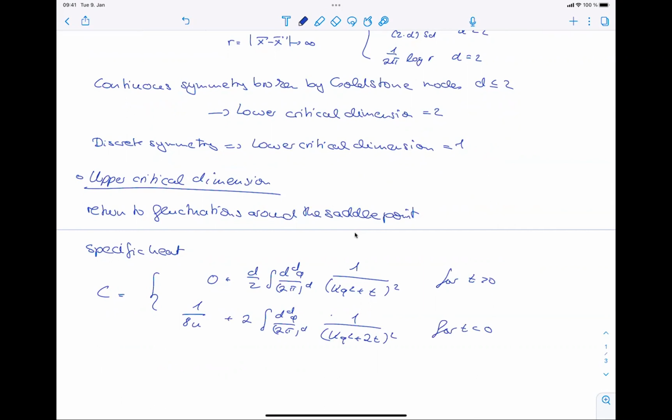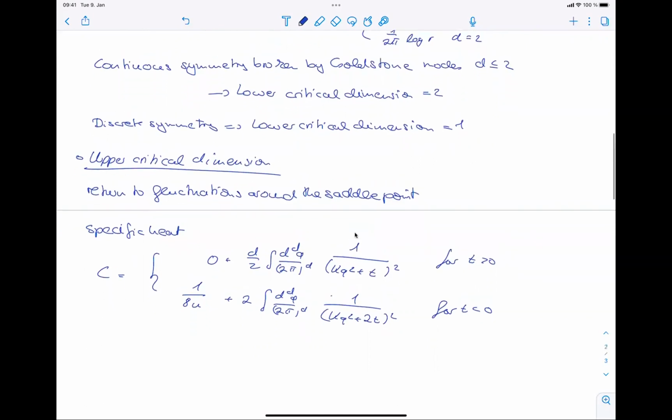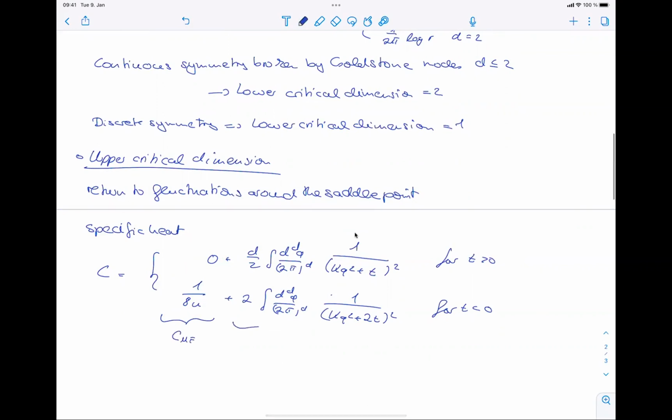And I particularly like the kind of reasoning that we can derive from this simple result. First of all, we can recover the classical mean field results, which are the ones that we have here without fluctuations, which I call C mean field, and these are the corrections due to the fluctuations.